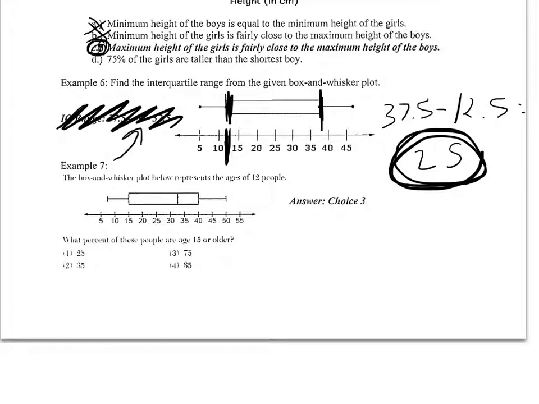Example 7. Box and whisker plot represents the ages of 12 people. What percent of these people are age 15 or older? Here's age 15. This section right here is 25%. This section right here, 25%. This right here, 25%. So I have 3 groups of 25%, which gives me 75%.